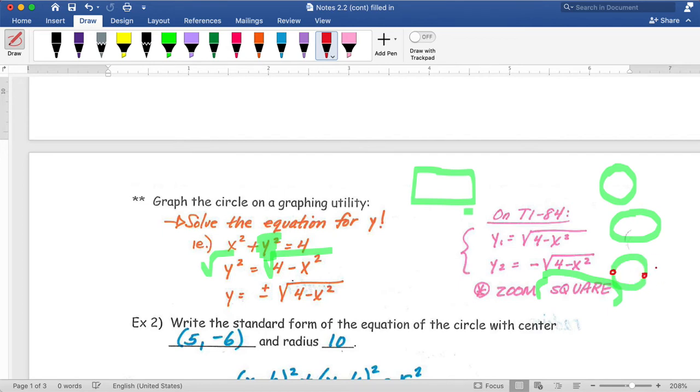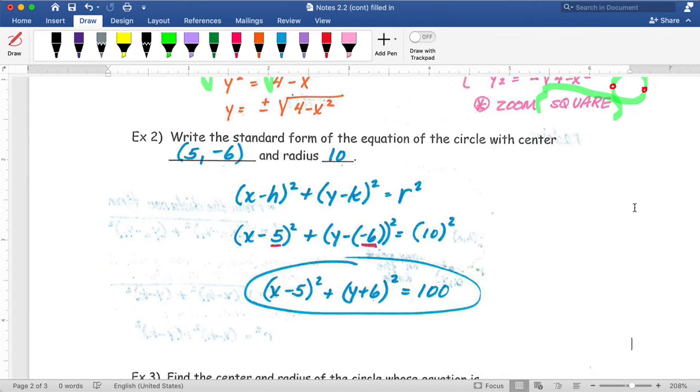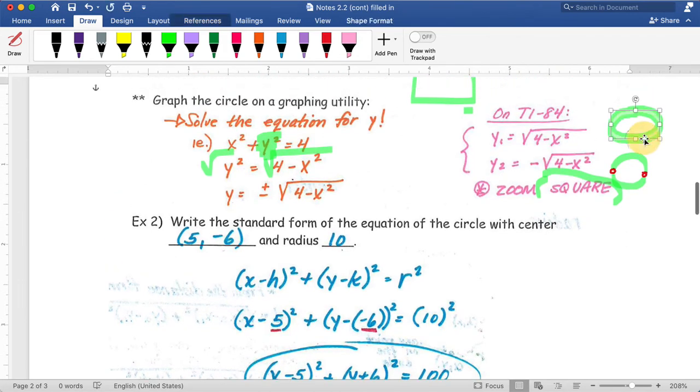And again, I don't know if it has something to do with the pixels or what the deal is. But don't worry about that, because there are points there on the graph of the circle. We'll talk about that more in detail if and when, hopefully, we're back in the classroom together. Okay, so again, don't let solving the circle's equation for y be something that's all that difficult.